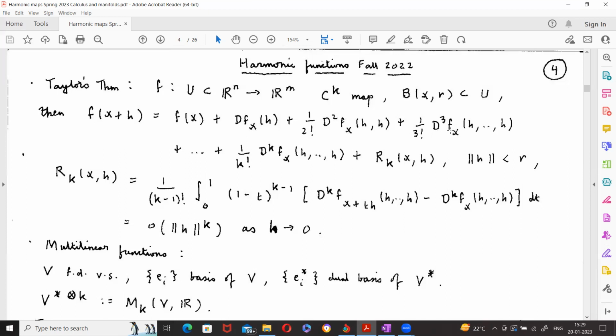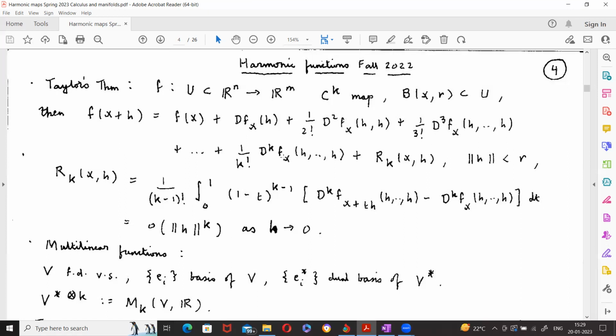So this is a trilinear map applied to h comma h comma h, and so on up to 1 over k factorial d^k f at x applied to h comma h comma h k times, plus a remainder term r_k of x comma h. There's an explicit formula for this remainder term. Using the fact that d^k f is a continuous function of x, one can easily show that this formula implies that the remainder term is little o of norm h to the power k. So this remainder term is small compared to norm h to the k.